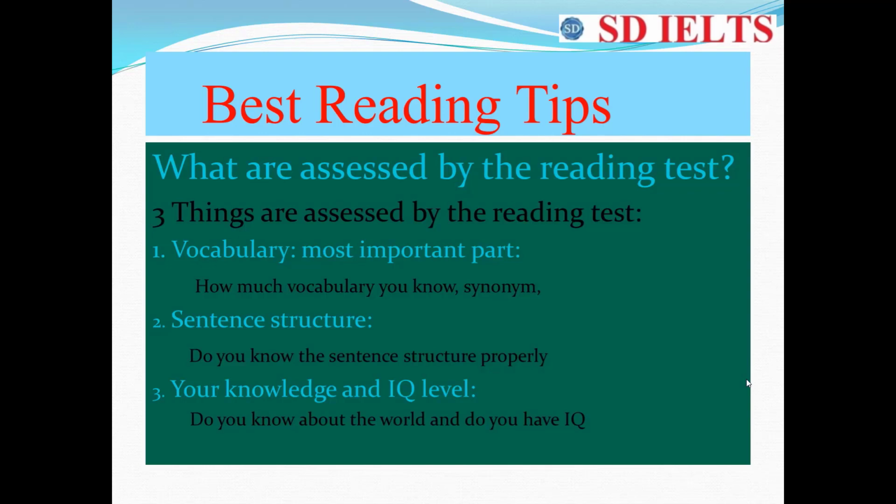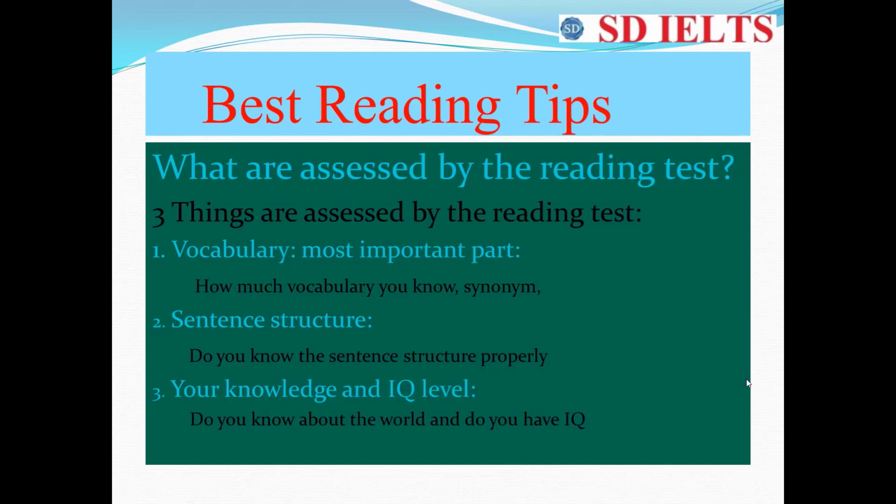In the first part, at the beginning, there's a question. What is assessed by the reading? You might know what is assessed by reading. Three things are assessed by the reading test. Number one, vocabulary, which is the most important part in the reading test. Number two, sentence structure. Number three, your knowledge and IQ level.